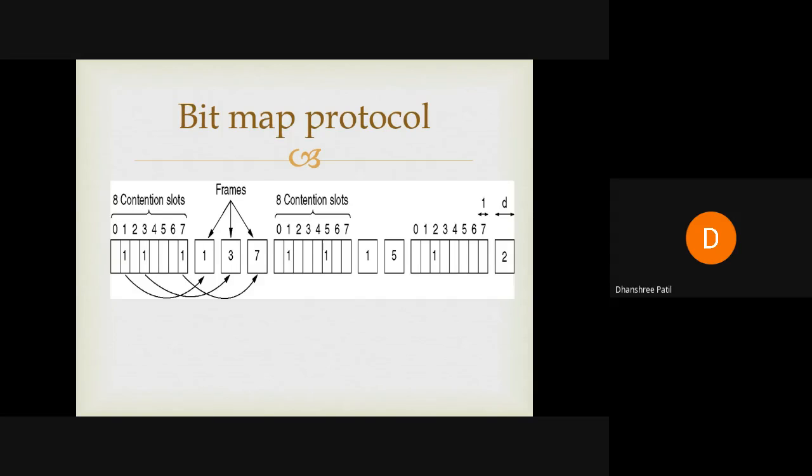Okay, so protocols like this, in which the way of transmission is already decided, are also called reservation protocols, because the way of transmission of the frames is already decided. So this bitmap protocol is also called a reservation protocol.